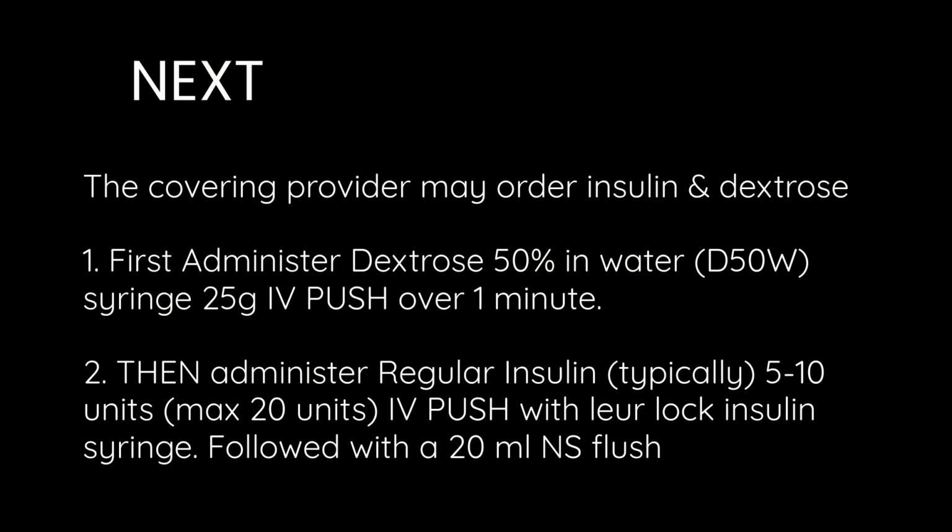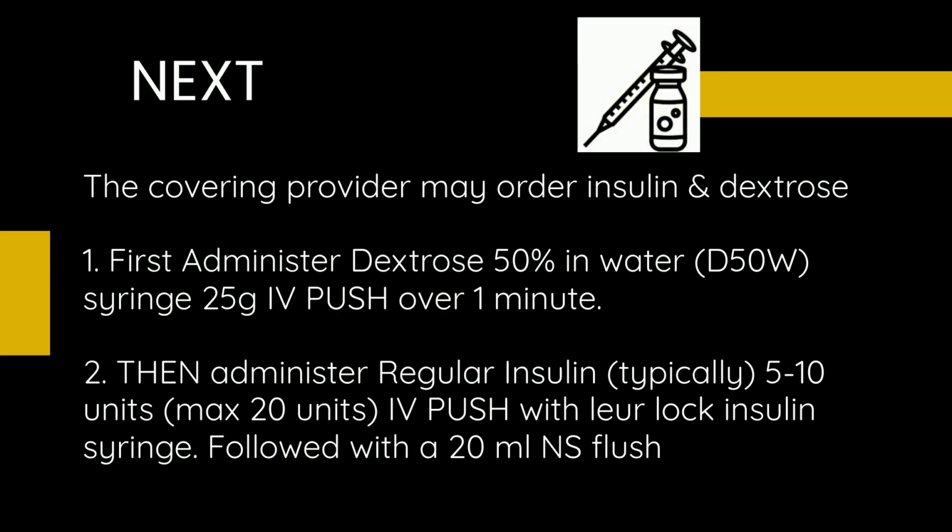The next thing you might see a covering provider order is the insulin and dextrose order set. So if you see this come up, the first thing you're going to want to administer is the dextrose. So it's a D50 syringe, 25 grams. It's given IV push and it's over 1 minute, and you're not doing it wrong. It is really hard to push, so be fair warned.